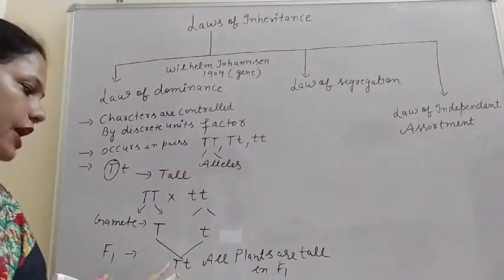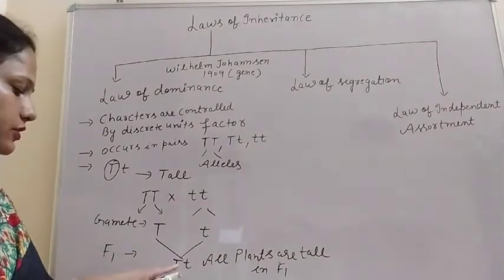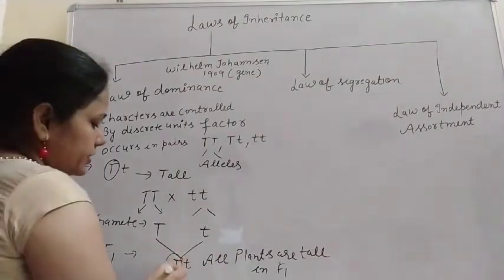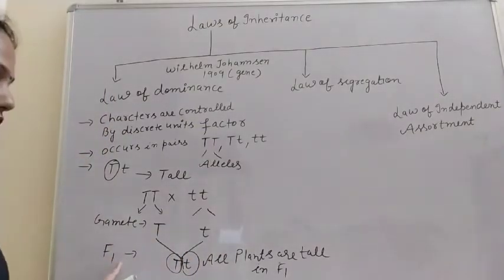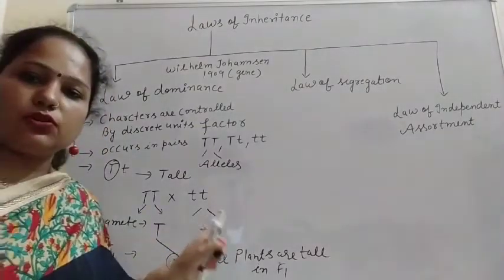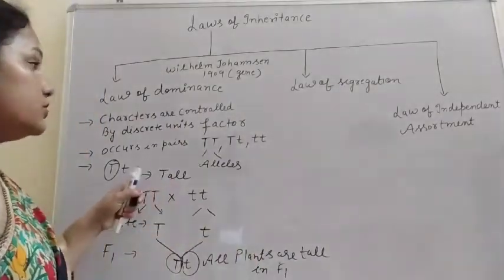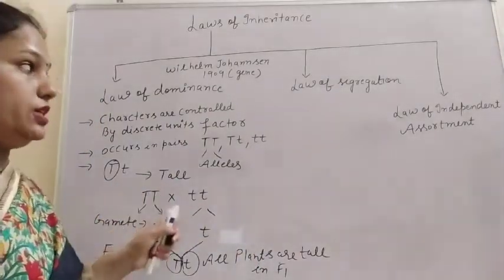What I can conclude from here is that capital T is dominant over small t, and in the F1 generation all the plants are tall. So this is known as the law of dominance.